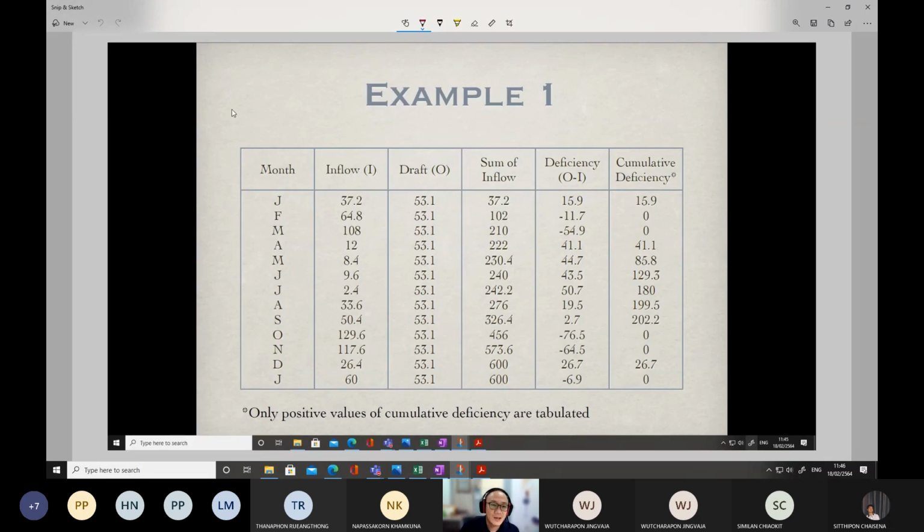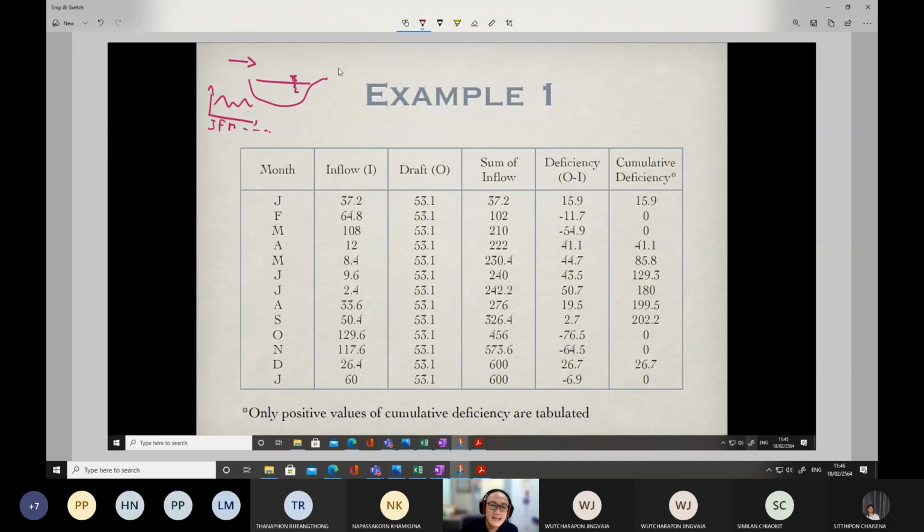Okay, so this is our reservoir, a very large reservoir. Our inflow in each month varies. Sometimes it's high, but sometimes it's low. So you can see there's a variation in January, February, March, and so on.